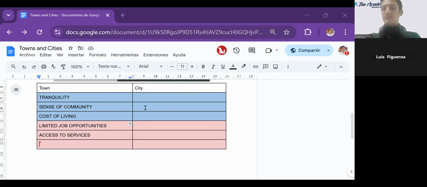Service, consumer. Una puede ser slow, perdón, slow paced life. Vida de ritmo lento. Slow life rhythm. Ritmo de vida. Excellent, life rhythm.